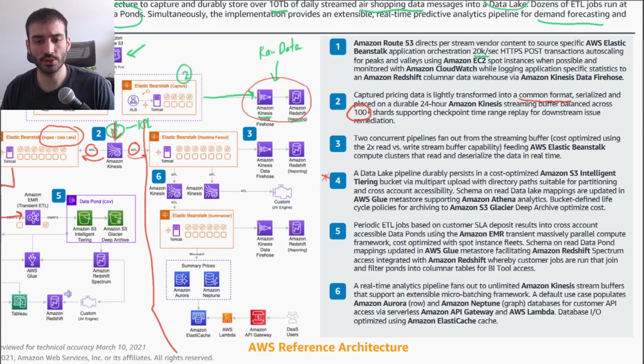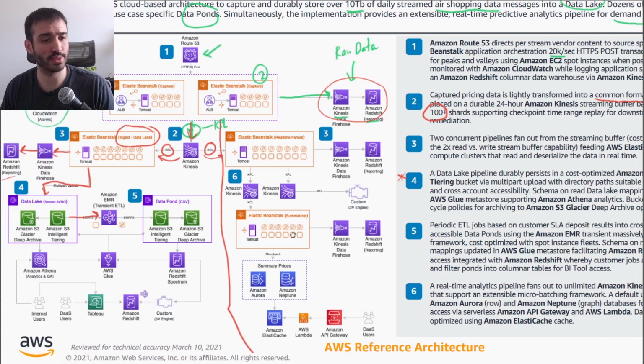So periodic ETL jobs on customer SLA deposit results into cross-account accessible data ponds using the Amazon EMR transient massively parallel compute framework, cost optimized with spot instance fleets. Schema on read data pond mappings, updated in AWS Glue Metastore, facilitating Amazon Redshift Spectrum access integrated with Amazon Redshift, whereby customer jobs are run that join and filter ponds into columnar tables for BI tool access. Wow, these sentences are way too long. Holy moly, guys. Shorter sentences, please.